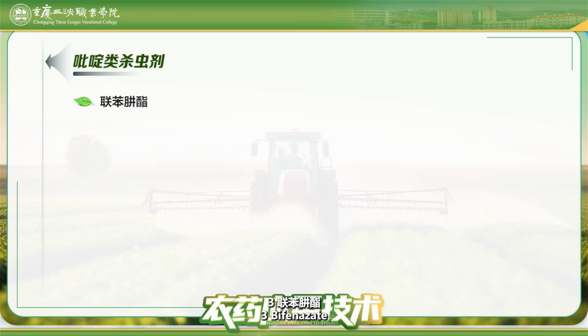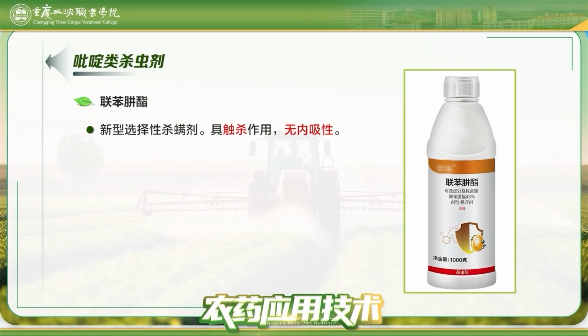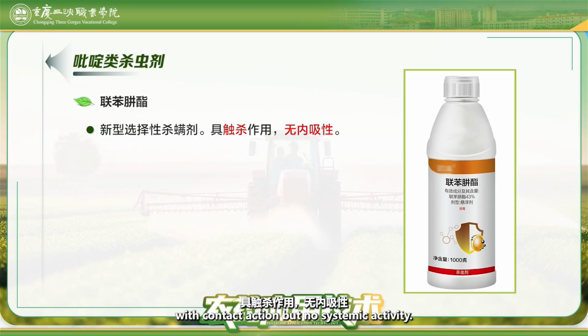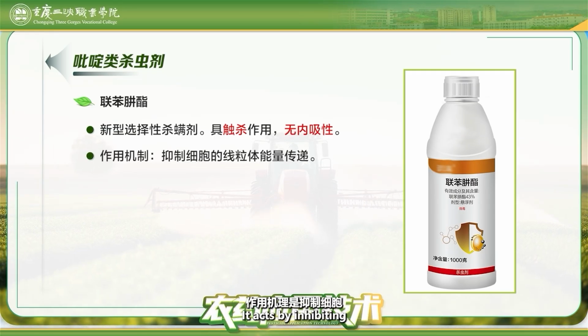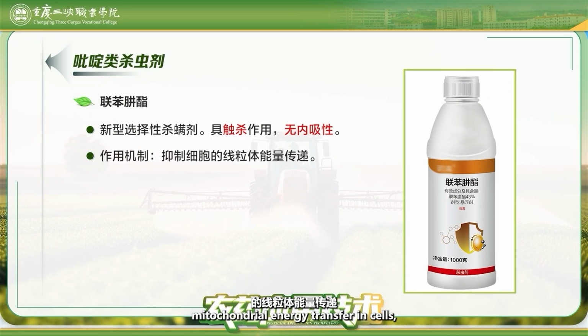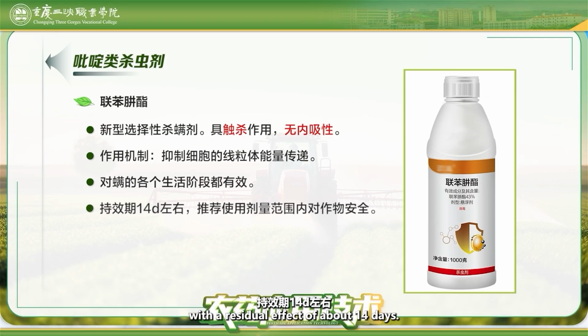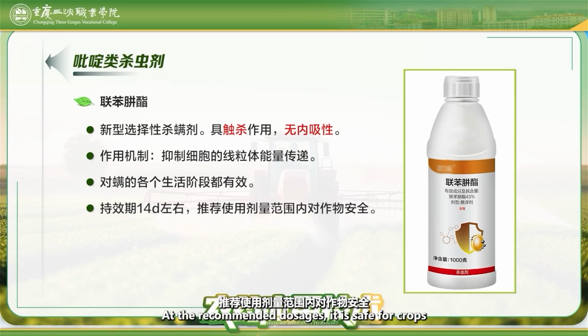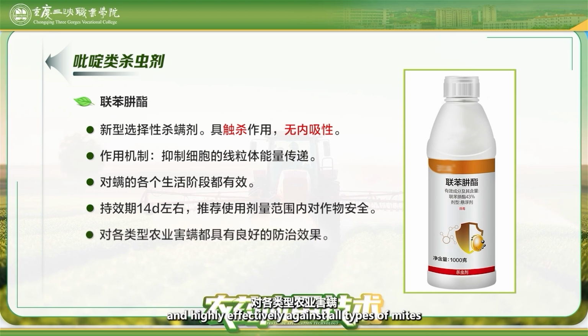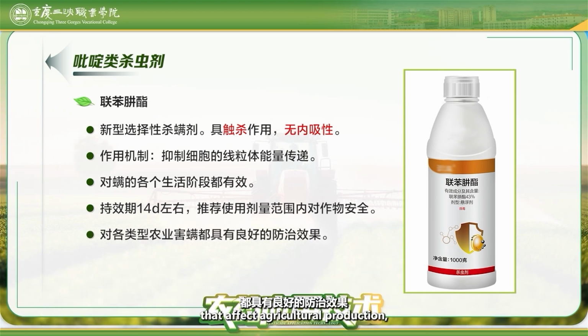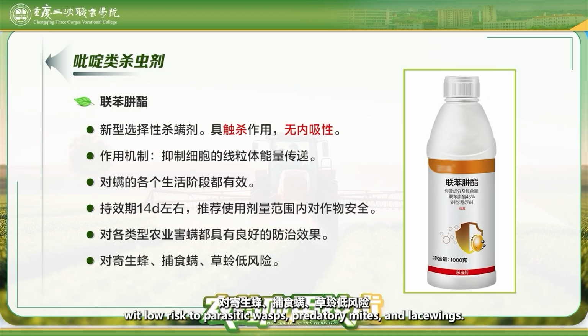3. Bifenazate. It is a new selective acaricide with contact action but no systemic activity. It acts by inhibiting mitochondrial energy transfer in cells and is effective against mites at all stages, with a residual effect of about 14 days. At the recommended dosages, it is safe for crops and highly effective against all types of mites that affect agricultural production, with low risk to parasitic wasps, predatory mites, and lacewings.